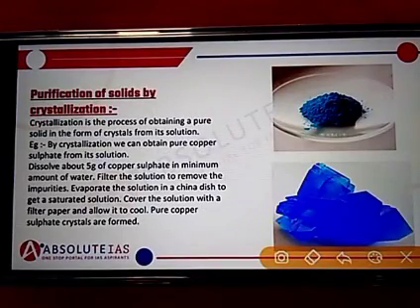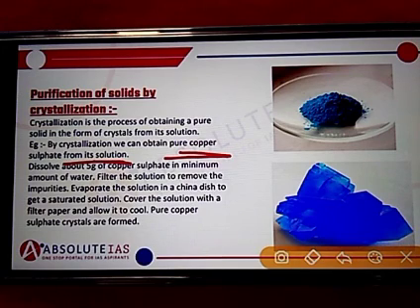Now our next process is crystallization: purification of solids by crystallization. What is this process? Crystallization is the process of obtaining a pure solid in the form of crystals from its solution. For example, by crystallization we can obtain pure copper sulfate from its solution.